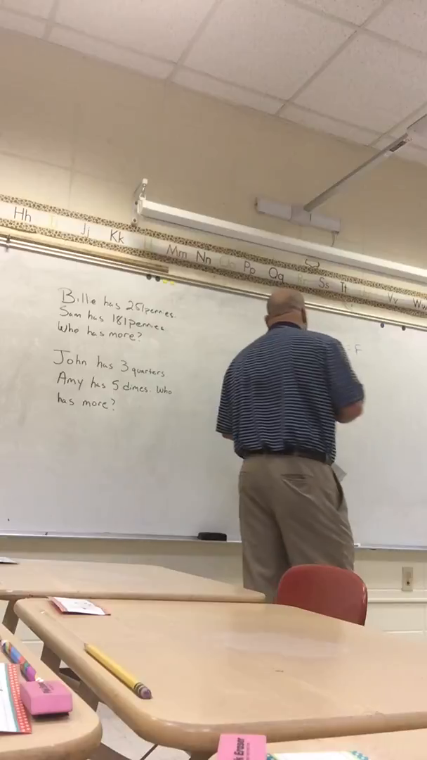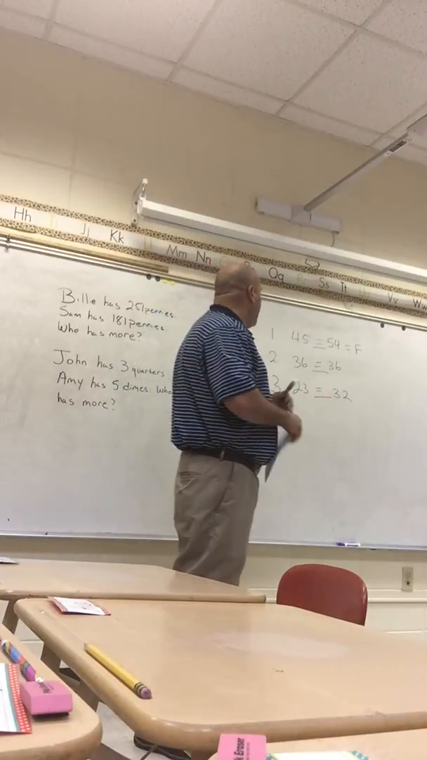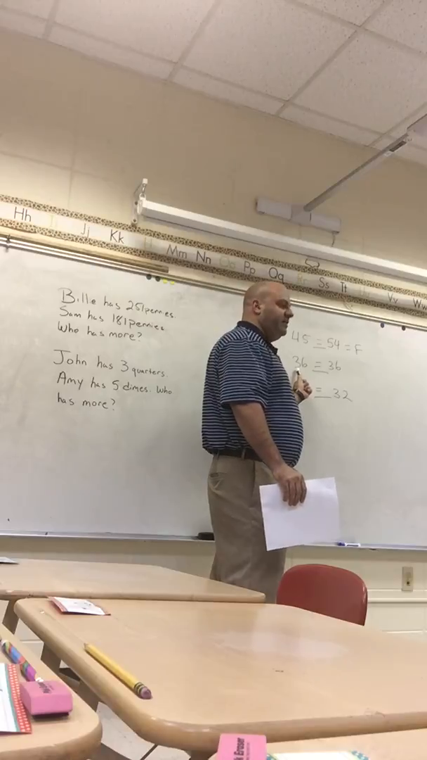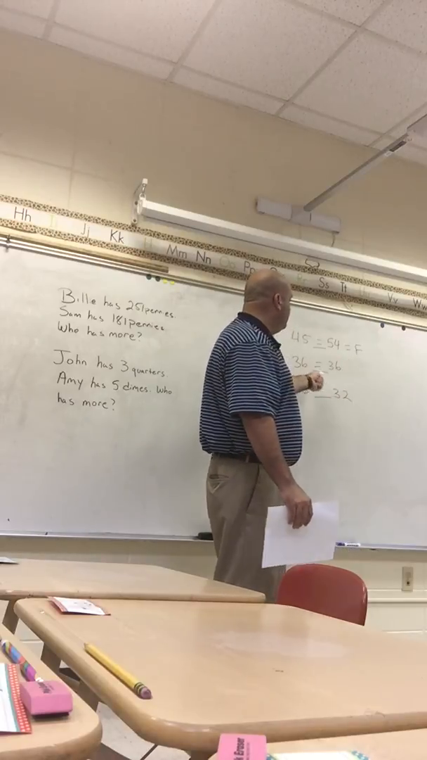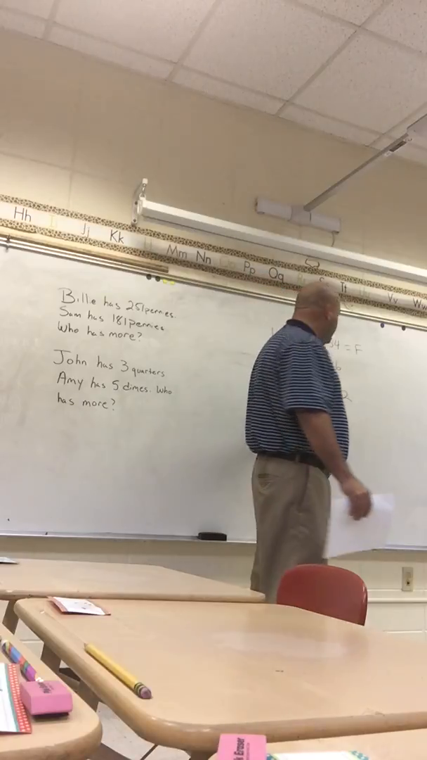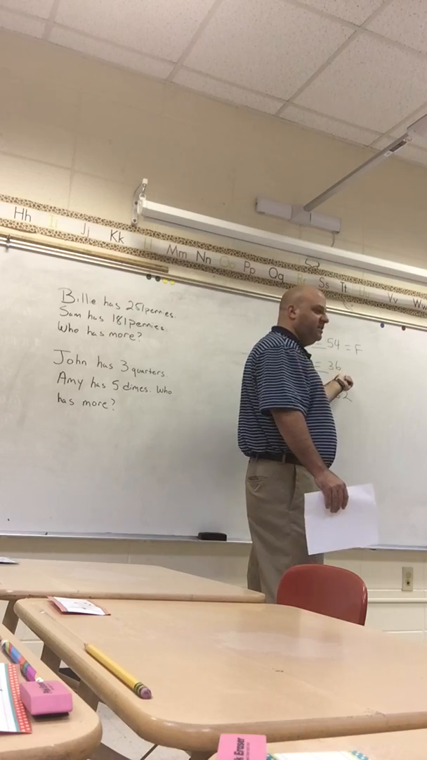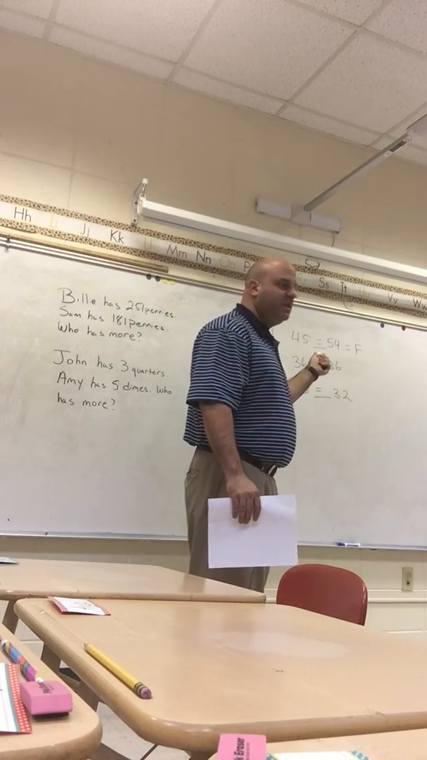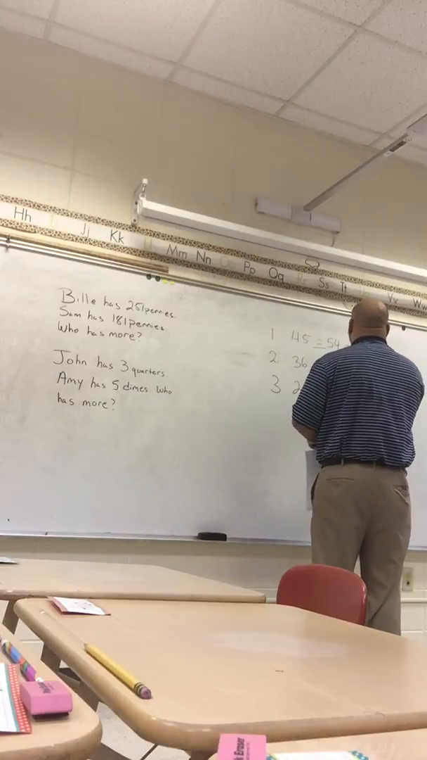Alright, number 2, 36 is equal to 36. True or false? True. What do we have in the tens here? 3. And here in the tens? 3. What do we have in the ones? 6. And here in the ones? 6. So we have 3 tens and 6 ones in both. Are they the same? Yes. So that means they're equal to, correct? Equal to. So that is true.